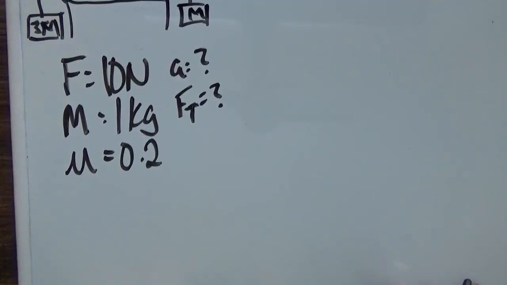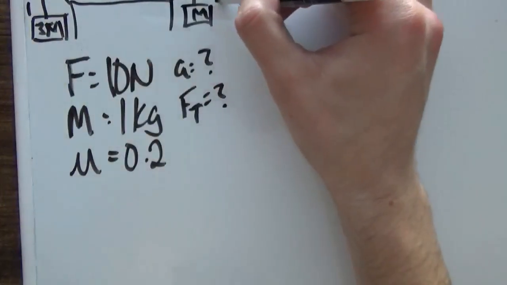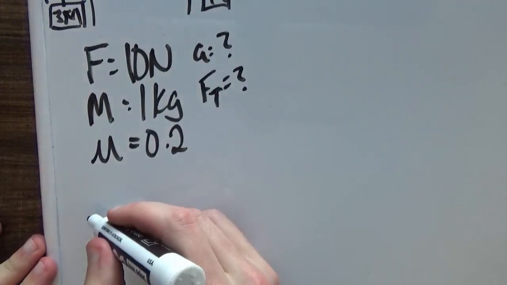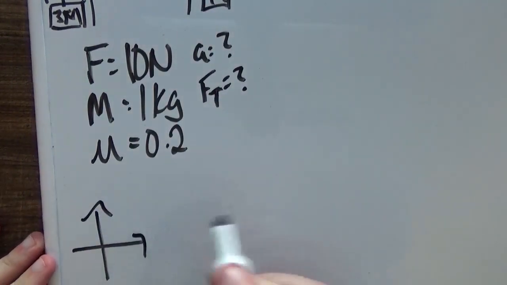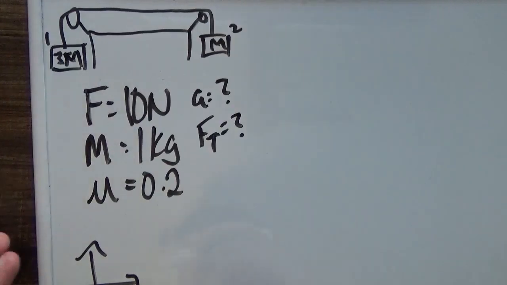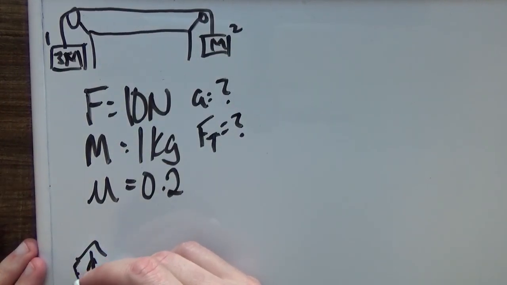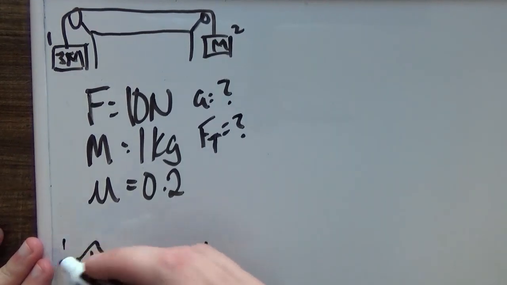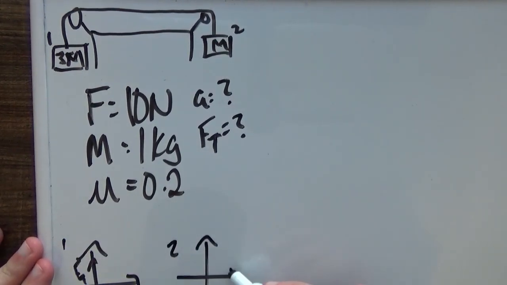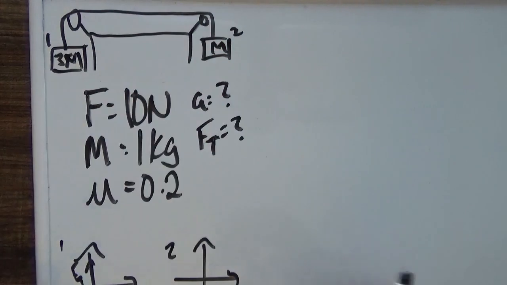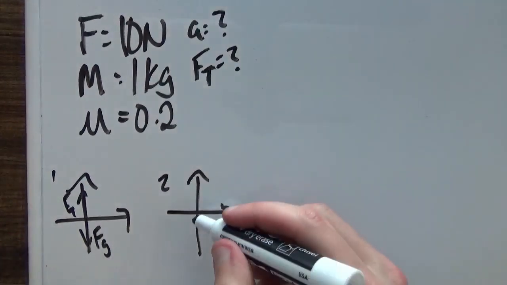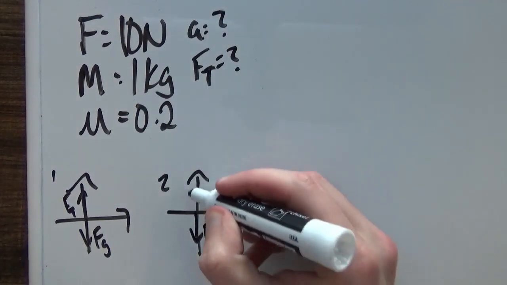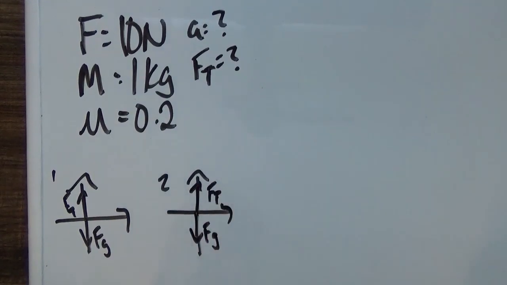Okay, free body diagrams. 1, 2. Free body diagram of block 1. Just gravity down, tension up, right? Gravity down, tension up. Same thing for number 2, right? Gravity down, tension up. Great. Free body diagrams are done.